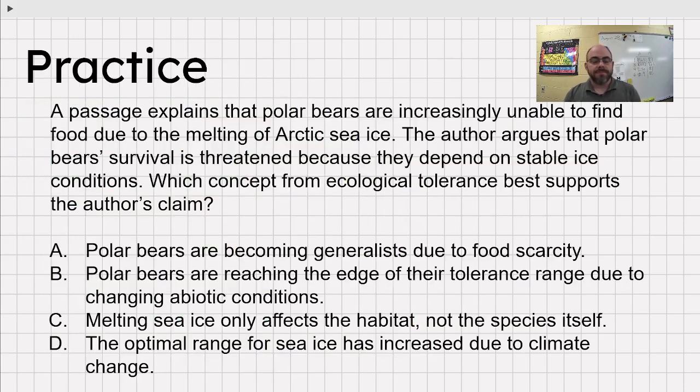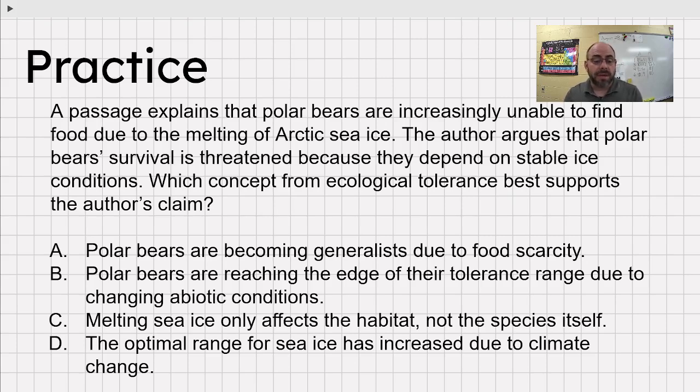Let's look at some practice. A passage. So this is why this reads a little weird. There's a particular skill that has a student read a passage and then come up with a claim the author is making, right? And so obviously you can't put a whole passage on a practice problem, and so that's why we have this. So you get the idea.